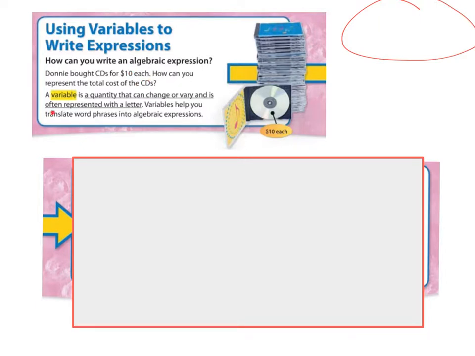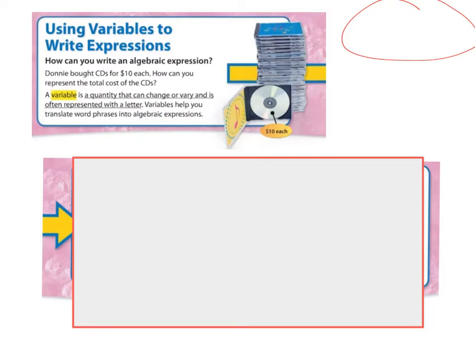All right, a variable, and you should already have this in your notes, a variable is a quantity that can change or vary and is often represented by a letter. Variables help you translate word phrases into algebraic expressions. So then we're asking ourselves, what is an algebraic expression? Because we're learning that today.